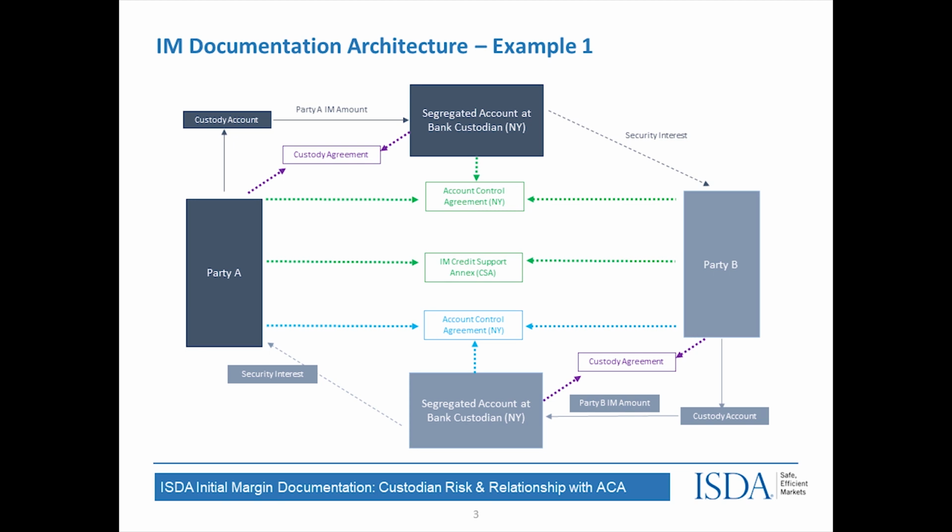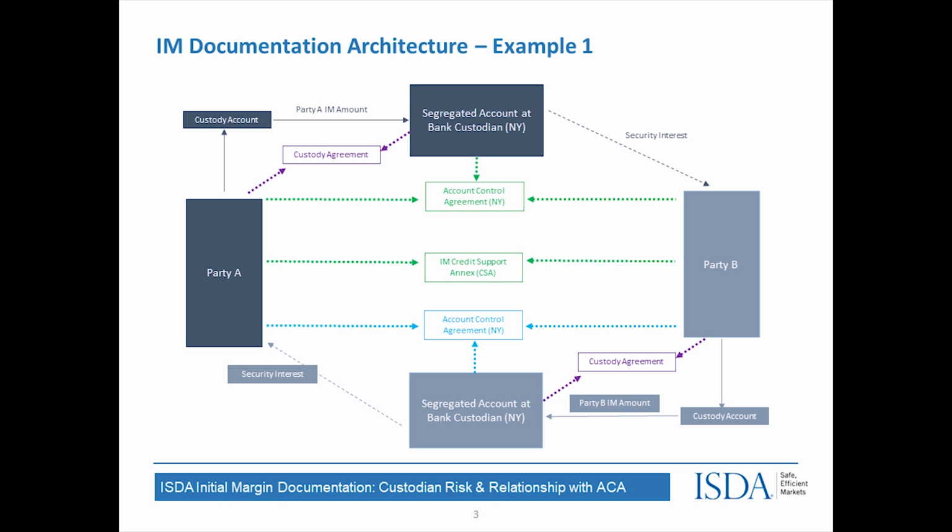As the Party A IM amount goes into the segregated account, the security interest that has been pledged under the CSA is being perfected in favor of Party B, and you can see that up at the top. At the same time, and this is what's new about this Reg IM space, Party B also is a pledgor under these documents, and it has a similar relationship going down along the bottom.